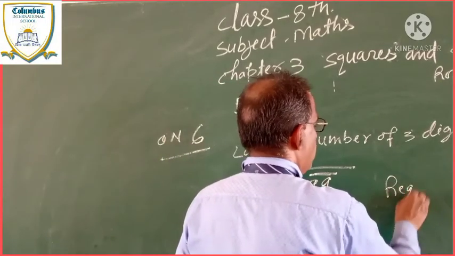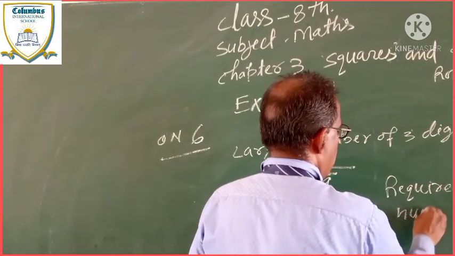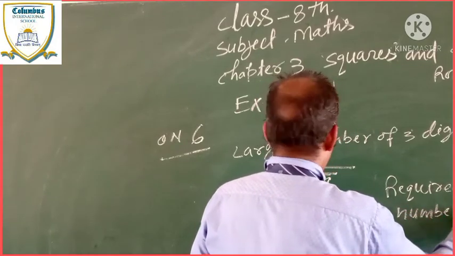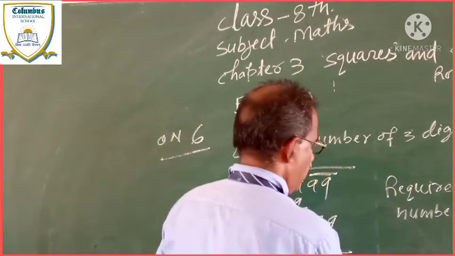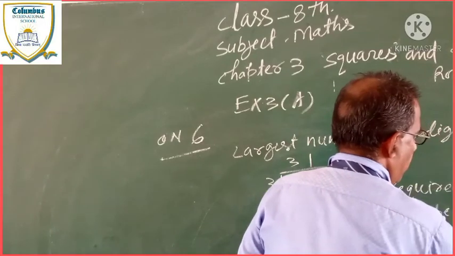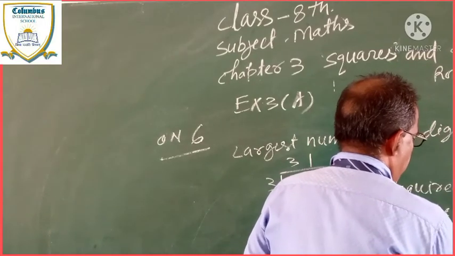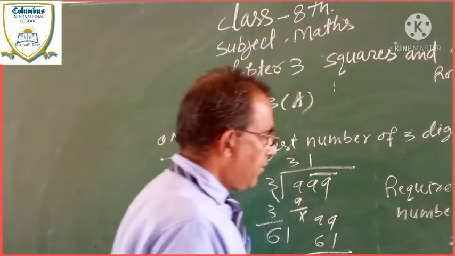Required number equals 999 minus 38. That is 9 minus 8, 1; 9 minus 3, 6; and 9. It is the perfect square, the largest 3-digit number.